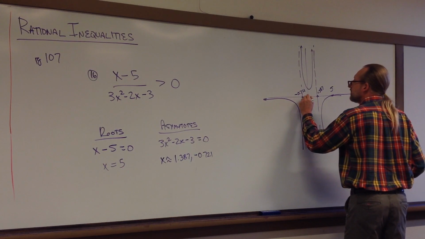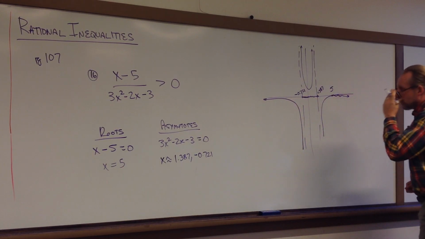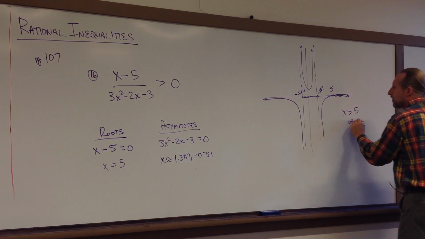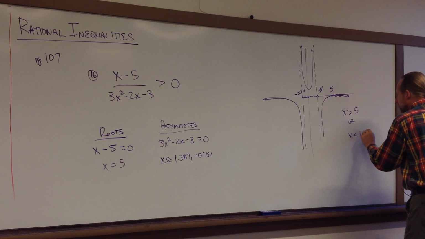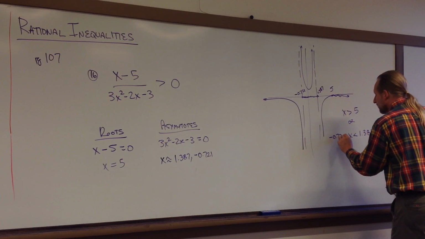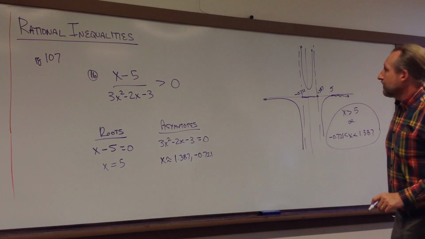Okay. So now we're ready to answer the question, where is y greater than 0? Well, that's going to be in between these two asymptotes, and then this region out here where x is greater than 5. So we'll say x greater than 5, or x less than 1.387, but greater than negative 0.721. And that's it for section 2.4.